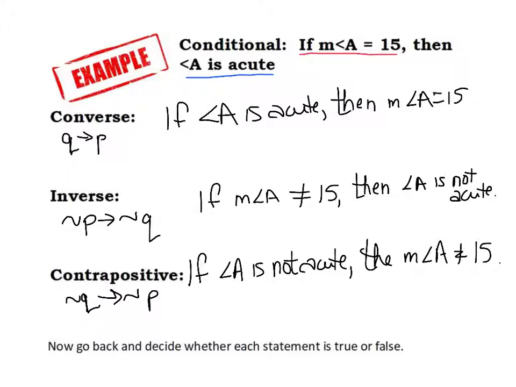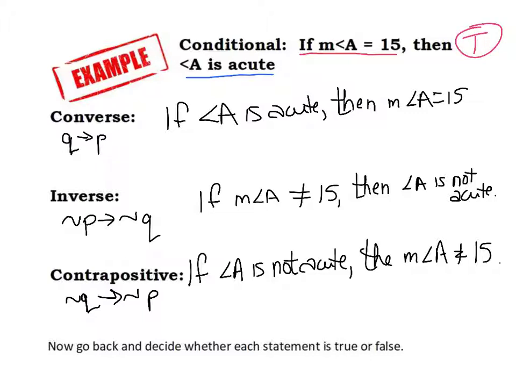You need to get familiar with those different terms, the converse, inverse, contrapositive, and how that adjusts your conditional. Once we have them, we're going to look and say, okay, well, does that change whether it's true or false? So I'm going to go back on each one of them and decide if they are true or false. On the very first one, the original conditional, if angle A is 15, then angle A is acute. That's a true statement. Yes, that's true.